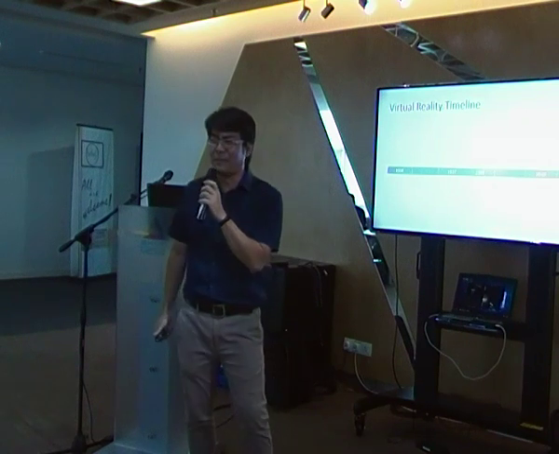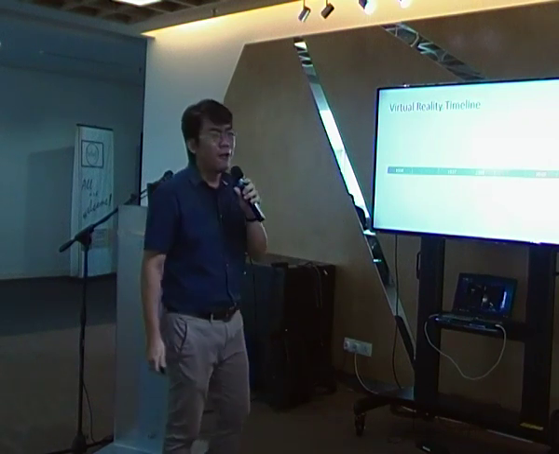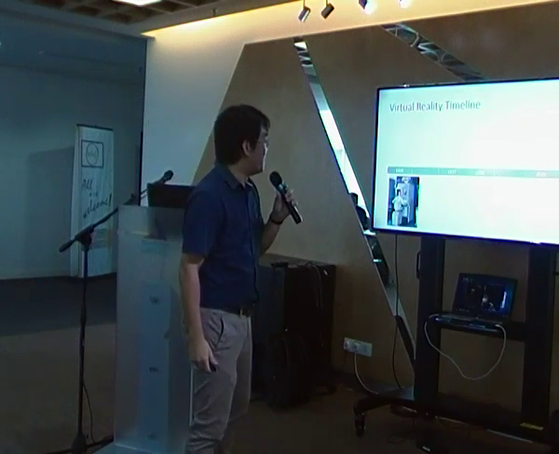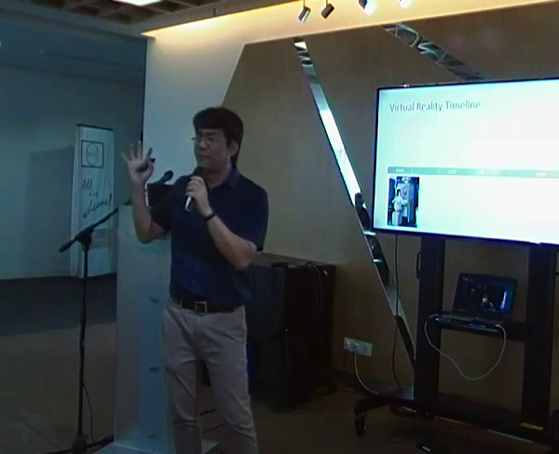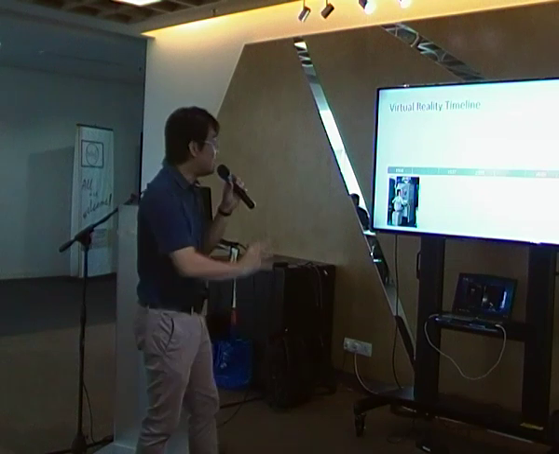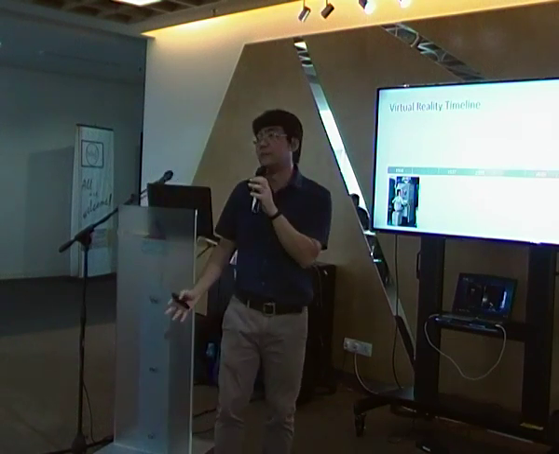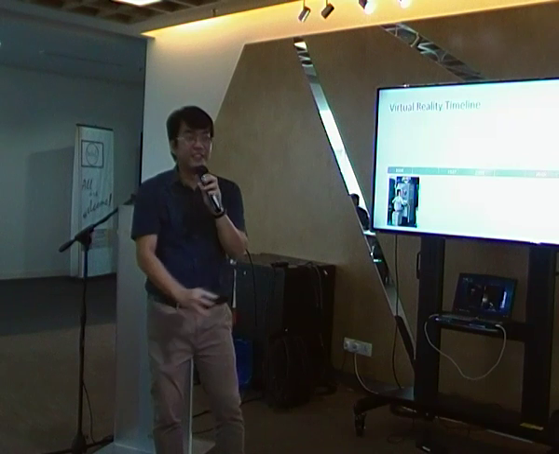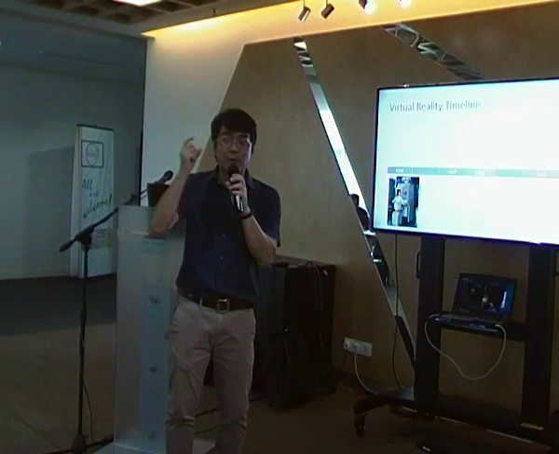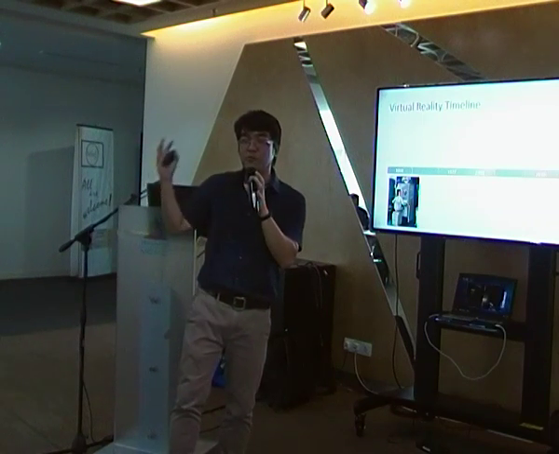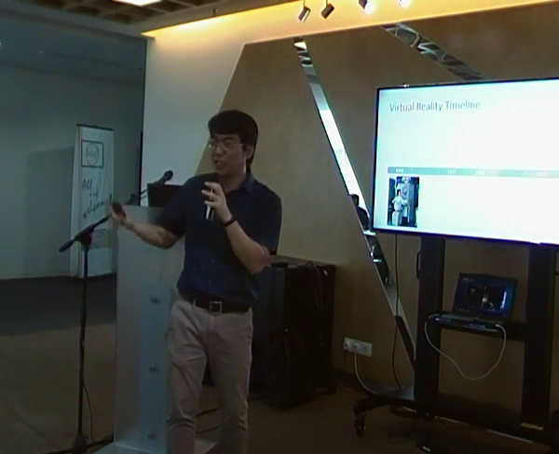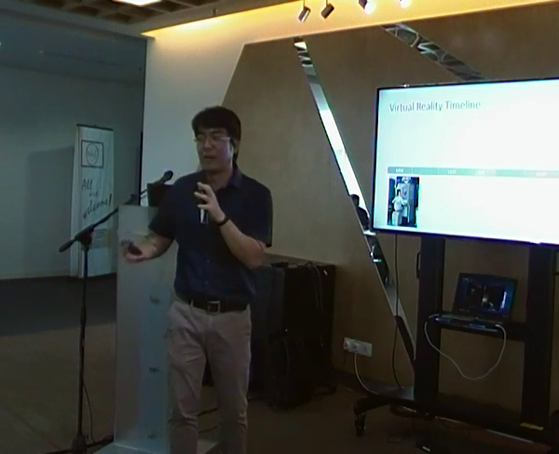So let's take a look at the timeline of virtual reality. Long, long time ago, in a galaxy not so far away, the initial concept of virtual reality started during the 1950s, where this guy introduced a device called Sensorama. This is the device trying to mimic the idea of virtual reality. In fact, that was the concept where you use a machine to create some world that is not here, and yet it looks like you are in that world.